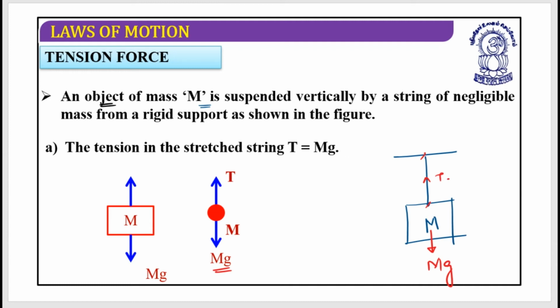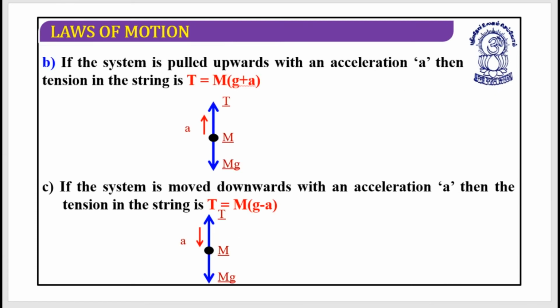I have made the free body diagram of this: this is T, this is mg. As at this point of time the block is not going anywhere, that means we can say the tension in the string is T equals mg. Is it clear? So let's discuss some more cases of this situation.